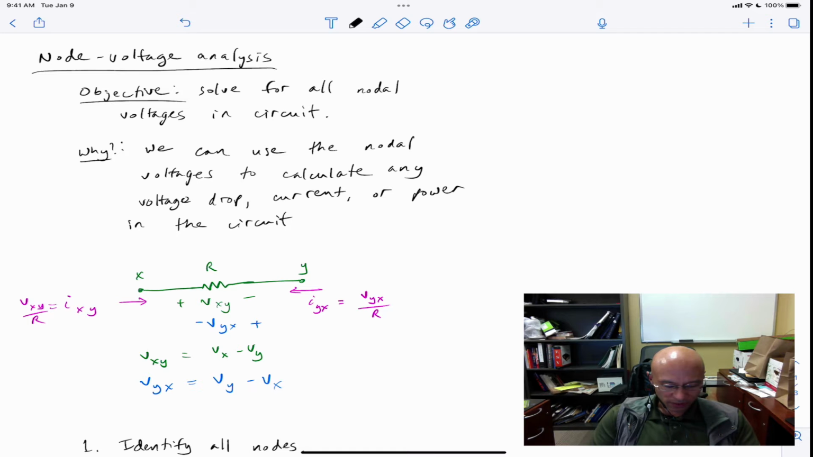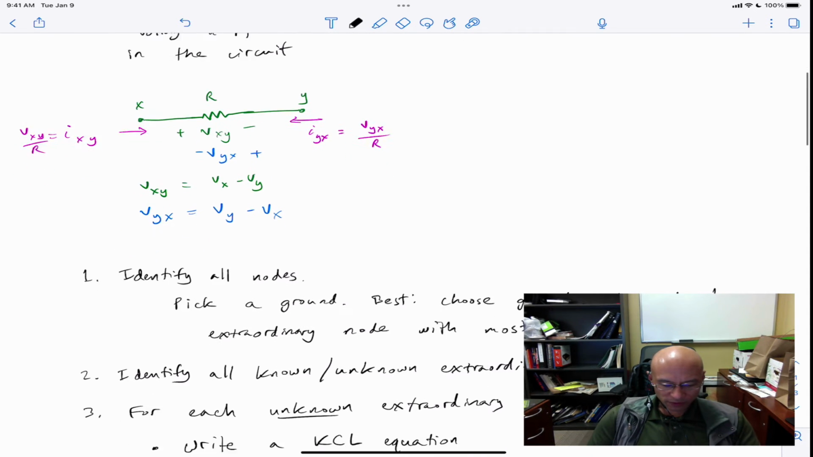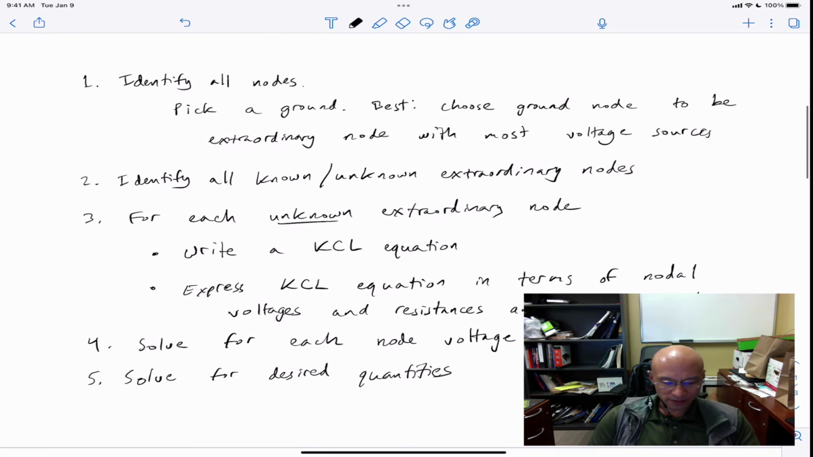You can also get the current Ixy that flows from node X to Y by using Vxy divided by R, Ohm's law, or you can use Ohm's law to get Iyx using Vyx and R. And you can get the power delivered to that resistor also using P equals Vi, but you have to follow the passive reference convention, as always when you're doing Ohm's law or power calculations. So briefly, let's go over the steps and then we'll apply it to an example.